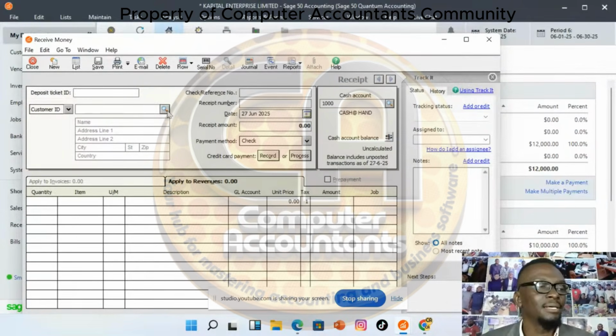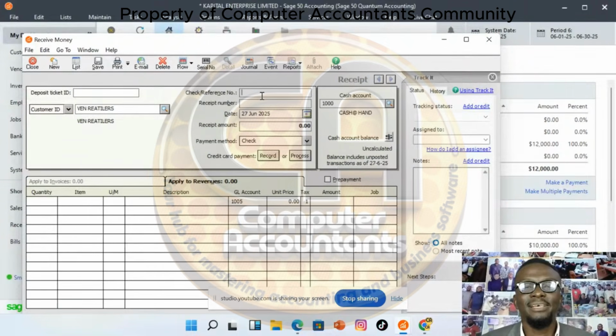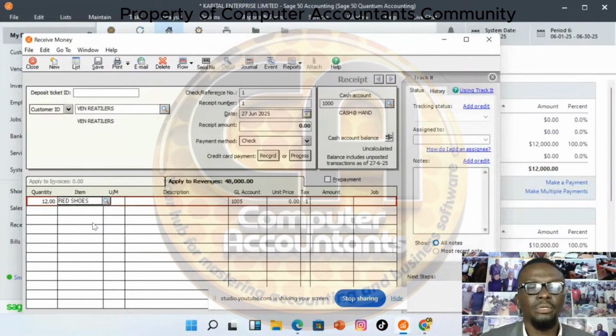So here we are. Select Venn retailers. For reference, this is the first receipt number. Yes, the date is already there. So quantity is 12. Item is red shoes. So automatically this is it.